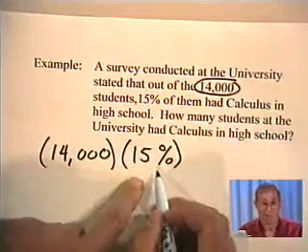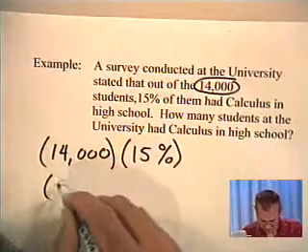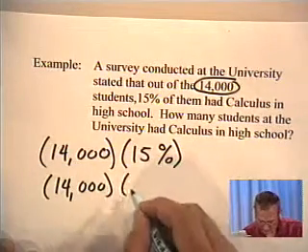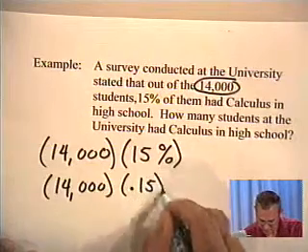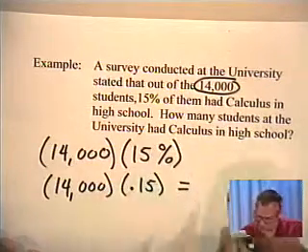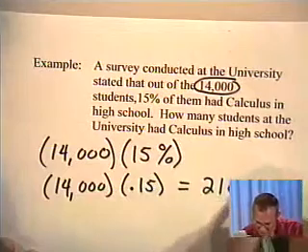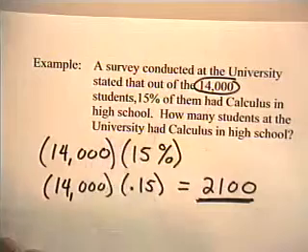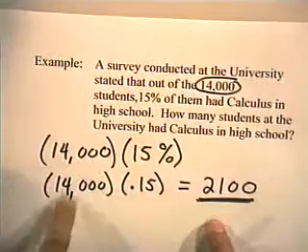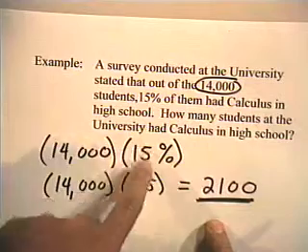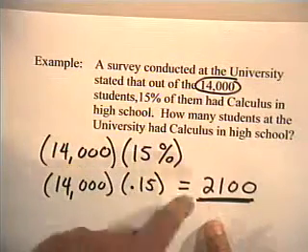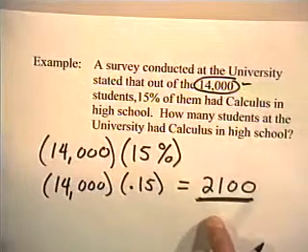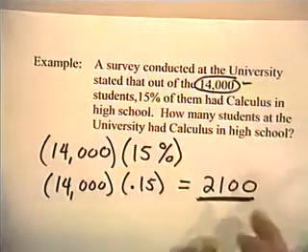Okay? Now how do we multiply percent? Well, we got to first change the percent to a decimal. So 14,000 times 0.15. And quickly we should determine that that's 2,100. No, I'm just kidding. We'll have to use a calculator, or we can compute it longhand by hand. So 14,000 times the 15% equals 2,100. So about 2,100 students out of the student population had calculus in high school. Let's try another one.